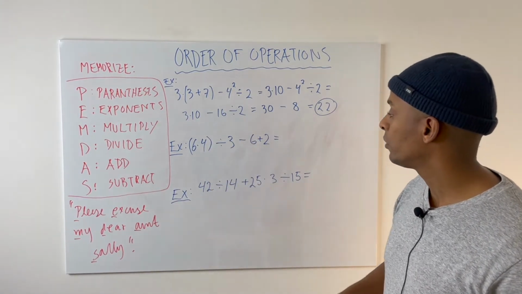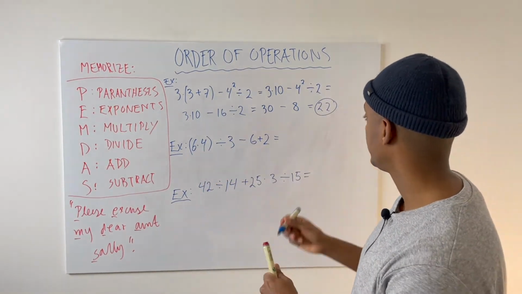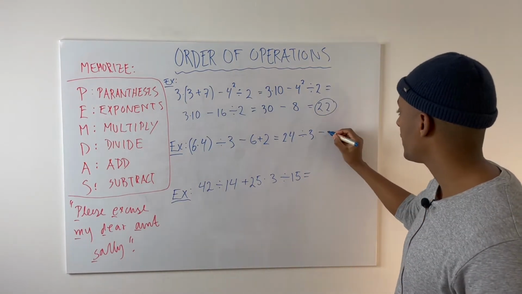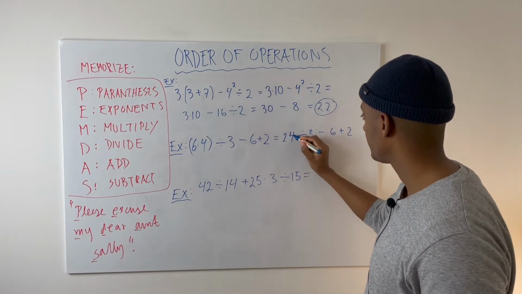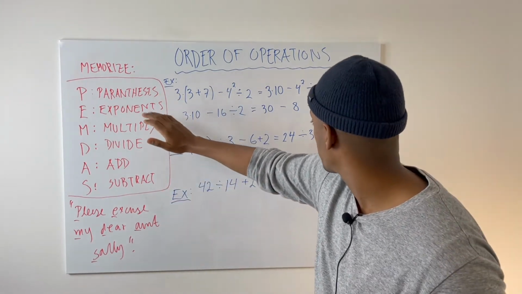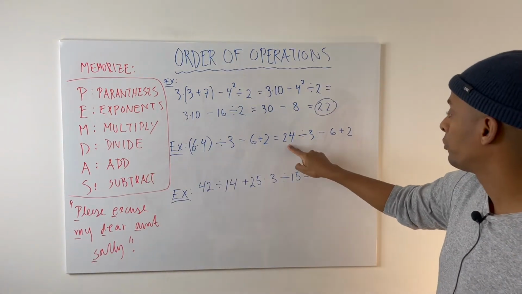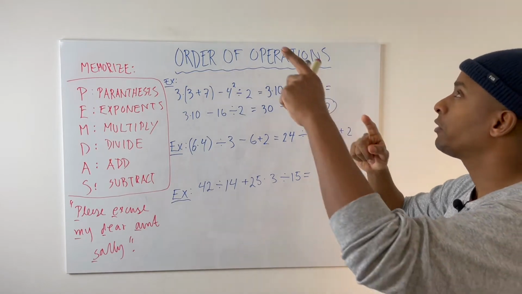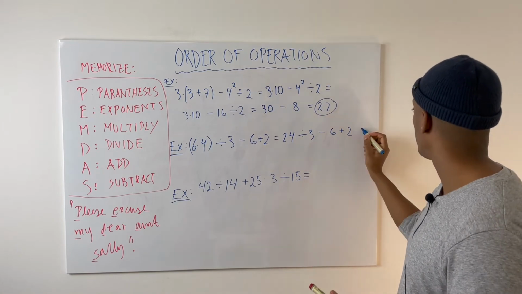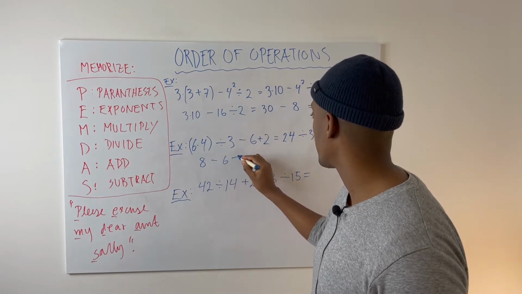Here, in the second example, we have a parenthesis. This has to be dealt with first. So we have 6 times 4, that's equal to 24. Divided by 3. Minus 6 plus 2. Now, let's check. We don't have any parentheses anymore. We don't have any exponents. We don't have any multiplications, but we have divisions. So we have 24 divided by 3. 24 divided by 3 is equal to 8. Why? Because 3 times 8 is equal to 24. So this is equal to 8 minus 6 plus 2.